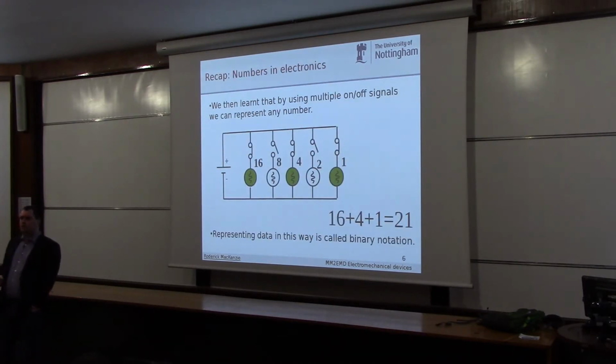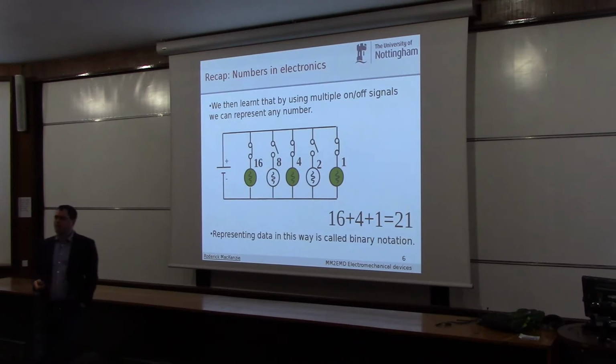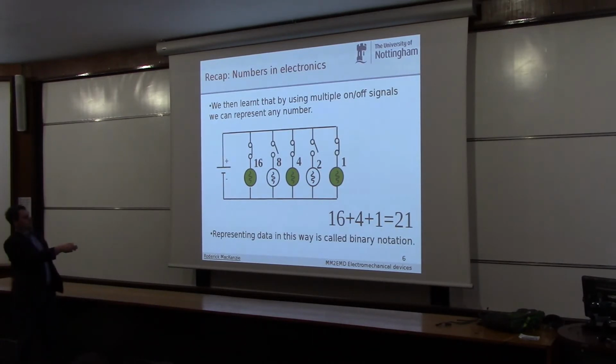And I said what you can do is combine lots of light bulbs, so circuits, in parallel like this. So we can have 1, 2, 3, 4, 5 light bulbs. And what we can do is if we label each light bulb 1, 2, 4, 8, 16, so notice the numbers doubling each time, so we're going from 1, 2, 4, 8, 16. You can store any number you want.